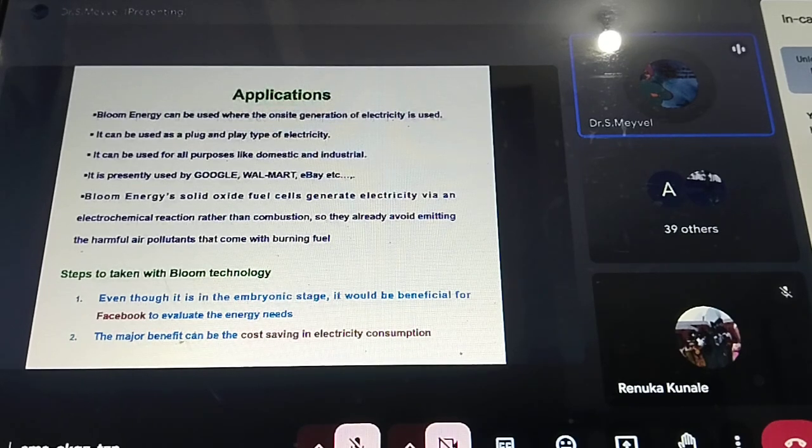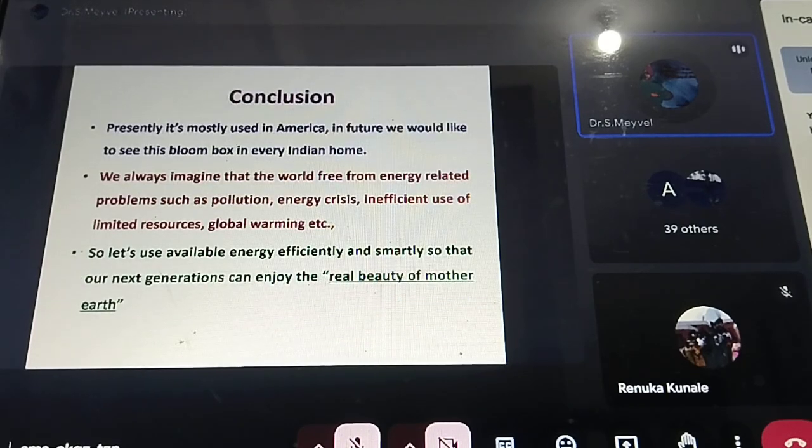Steps to take with Bloom Energy. Even though it is in the embryonic stage, it would be beneficial for Facebook to evaluate its energy needs. The major benefit can be cost saving in electricity consumption. The final is the conclusion. Presently it is most widely used in America. In future, we would like to see this Bloombox in every Indian home.